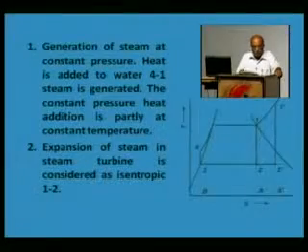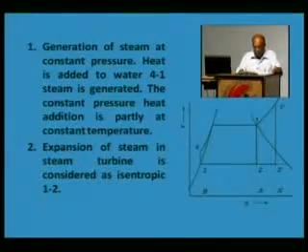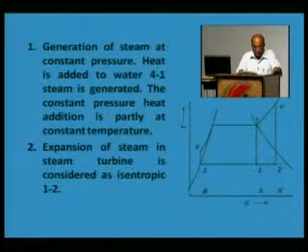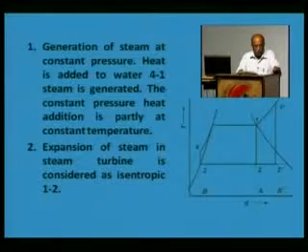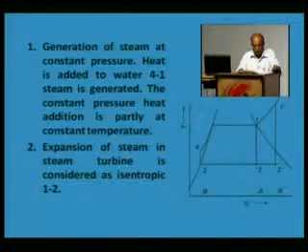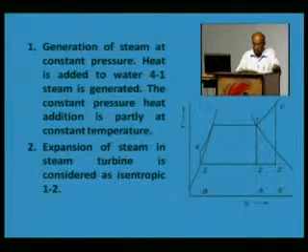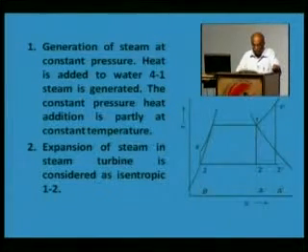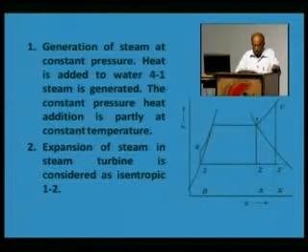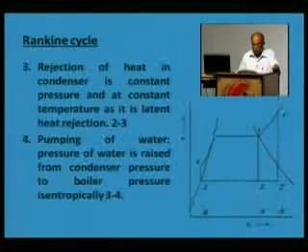This shows a Rankine cycle on TS and schematic diagrams. The steam is generated at constant pressure, heat is added to water from 4 to 1 or 1 dash. The constant pressure heat addition is partly at constant temperature and partly with rise in temperature. Then expansion of steam in turbine is considered as isentropic from 1 to 2 or 1 dash to 2 dash.